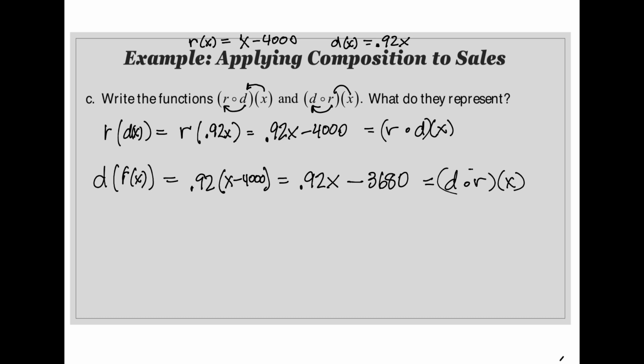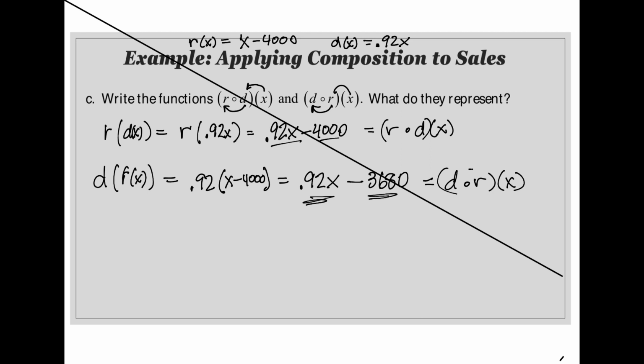What do they represent, right? What's the difference between these two? Are these equivalent? Well, we see that they're not. Here we're subtracting 4,000, and here it's the same product, but then we're only subtracting 3,680.